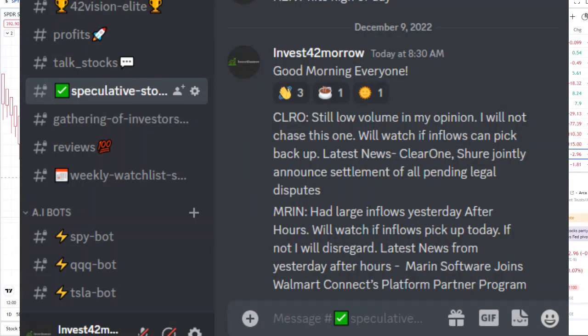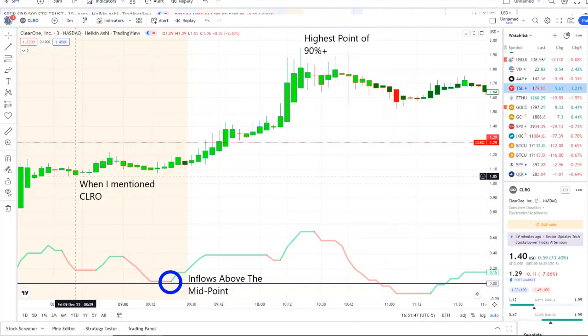Our second home run, we caught this one in the pre-market sitting sideways, and we were looking for this one to pick up with inflows, and they stayed above the midpoint, switched from red to green, full strength there on 42 vision, and hit a highest point of 90% plus, guys.